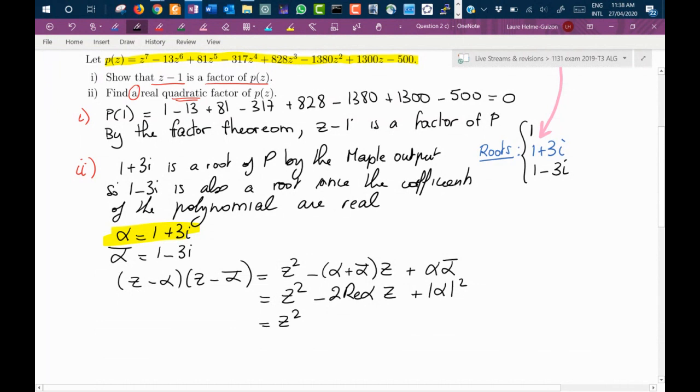Can anyone write me what I get when I expand? Alpha is a number up there, you can get its real part, and you can get its modulus, I'm sure. If you finish the calculation for me, what do you get?